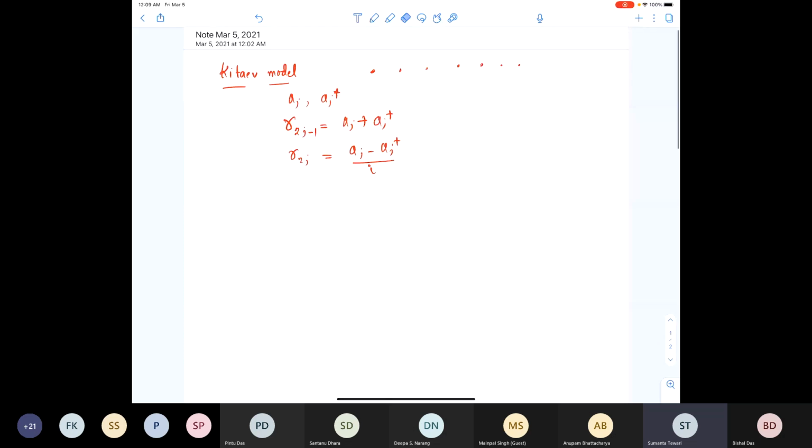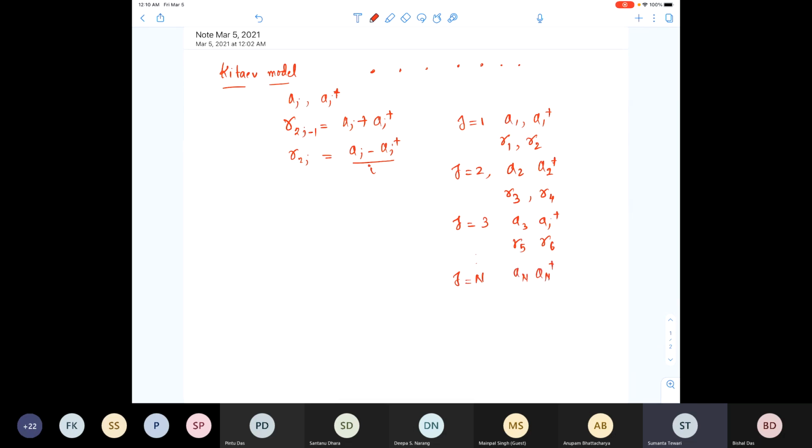Because I have two Majorana fermion operators, I need to introduce these 2j minus 1 and 2j. So for instance, for j equal to 1, for A_1 and A_1 dagger, I have gamma_{2-1}, which is gamma_1, and gamma_2. For j equal to 2, I have A_2 and A_2 dagger, and for them I define gamma_{2×2-1}, which is gamma_3, so gamma_3 and gamma_4, and so forth. For j equal to 3, A_3 and A_3 dagger will have gamma_5 and gamma_6, and so on. For j equal to n, if I have n sites, then A_n and A_n dagger will have gamma_{2n-1} and gamma_{2n}.